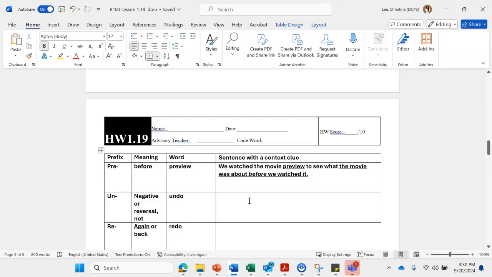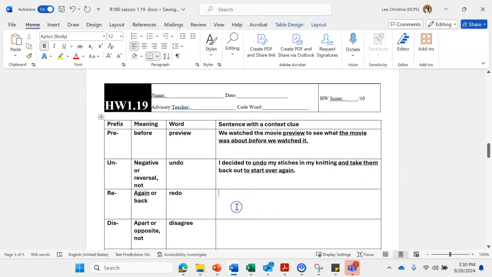So, undo. I decided to undo my stitches in my knitting and take them back out to start over again. All right, here we have undo, and we are also showing that we're doing something over again, right? So that start over again piece is key to this, and also taking them back out, right? Taking them back out tells us that we undid them.